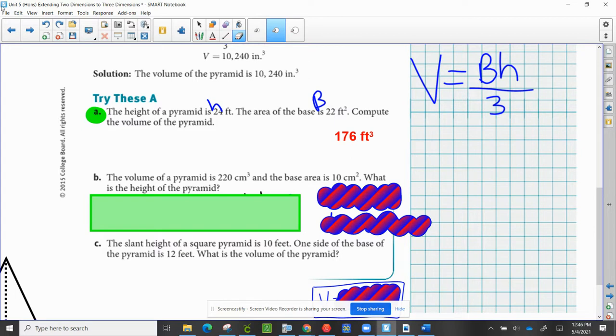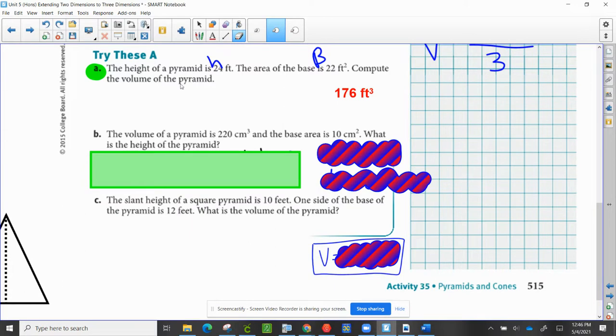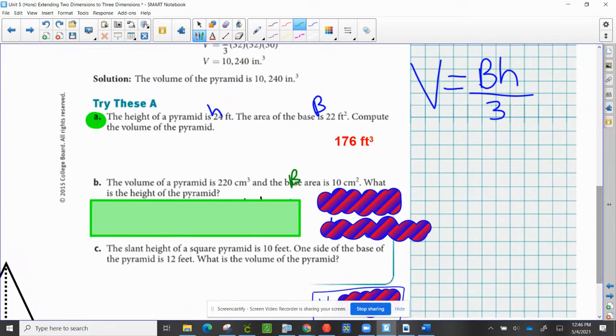Okay, the next problem is going to be more of an application problem. This time they're giving you the volume of a pyramid. So they said the volume of a pyramid is 220 cubic centimeters. The base area, so big B, is 10. What is the height? Again, use your formula, plug in what you know. This problem you're solving for the H. So see what you get for H.